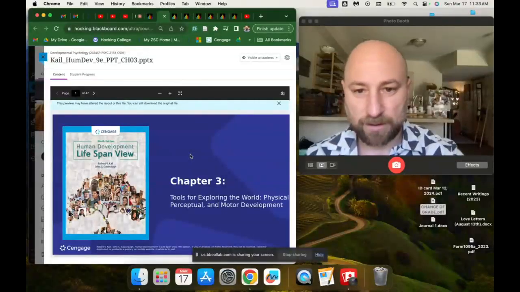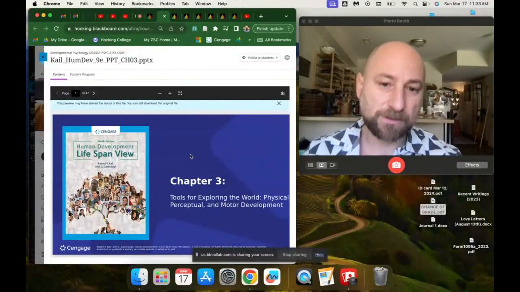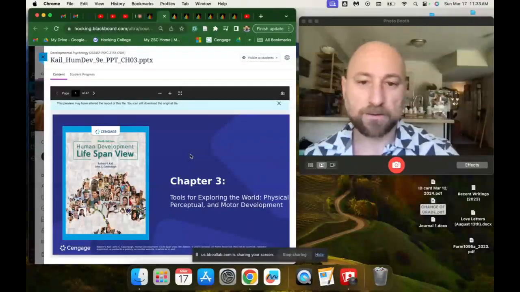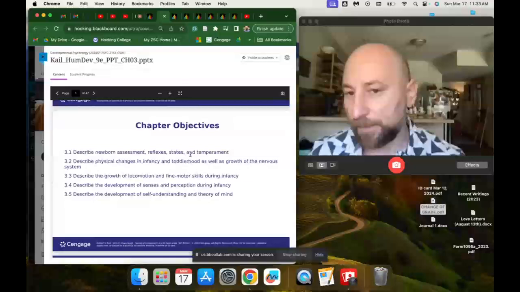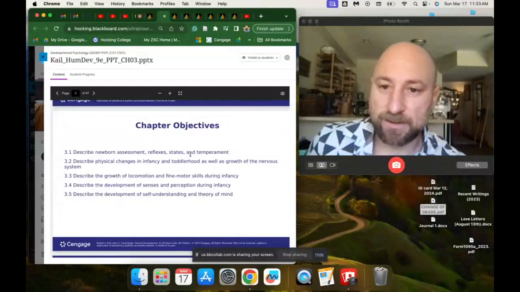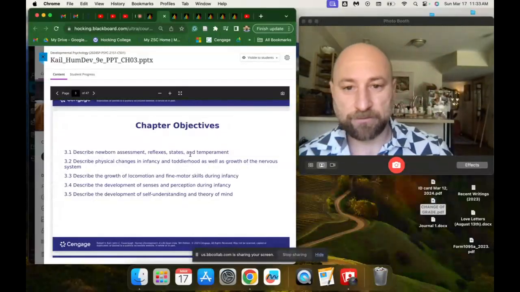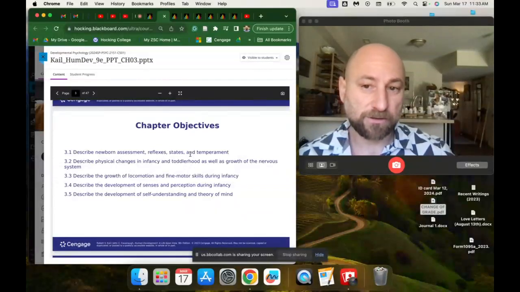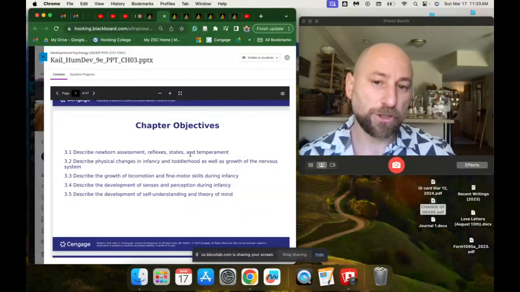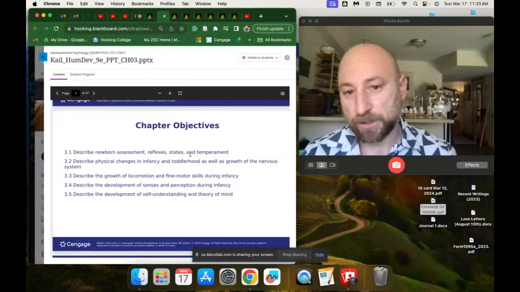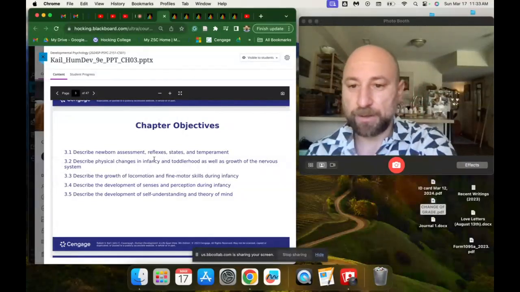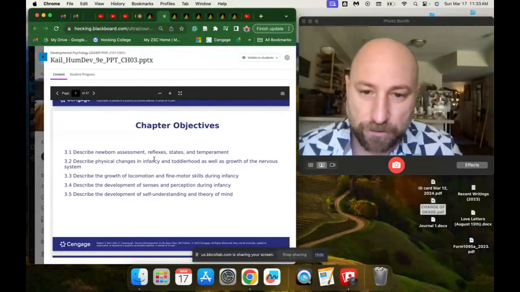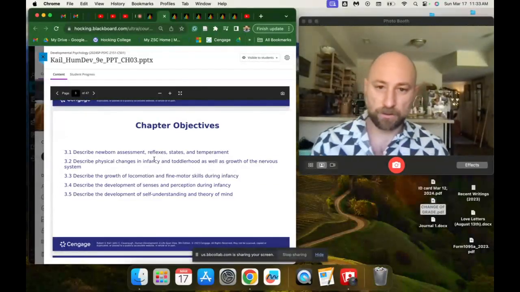Chapter 3, so this is basically development in infancy and toddlerhood. So you'll see by the objectives: describe newborn assessment, reflexes, states, and temperament. Describe physical changes in infancy and toddlerhood, as well as growth of the nervous system. Describe the growth of locomotion and fine motor skills during infancy. Describe the development of senses and perception during infancy. And describe the development of self-understanding and theory of mind.